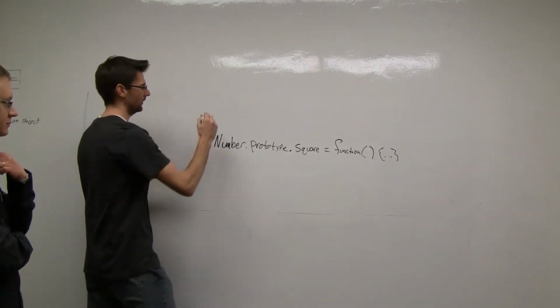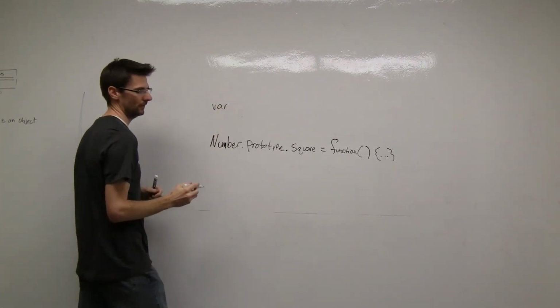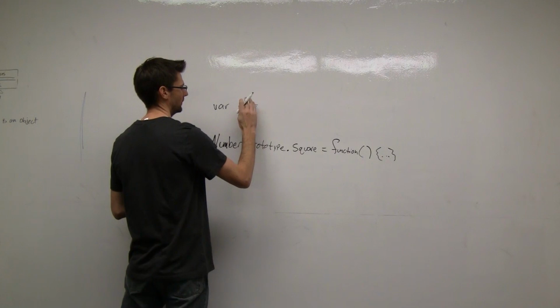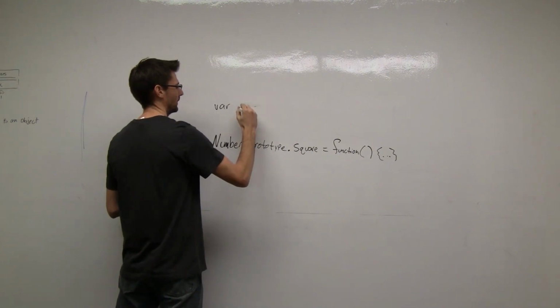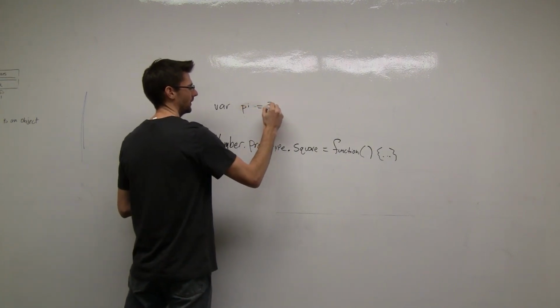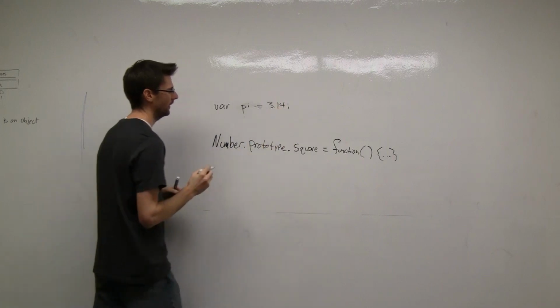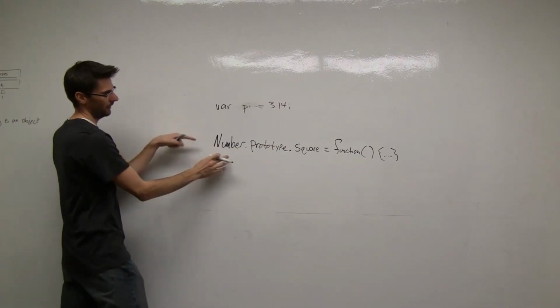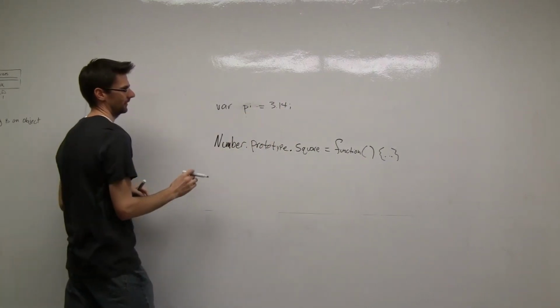So let's do this in order. This will kind of puzzle you. You'll notice if we did this in your console and said var x equals, or let's just do the pi, right? 3.14. And you notice that we didn't declare this function until after this.